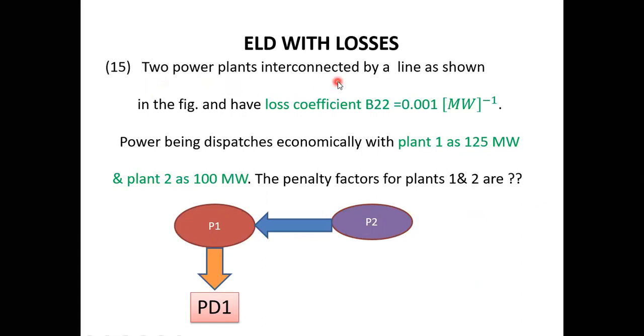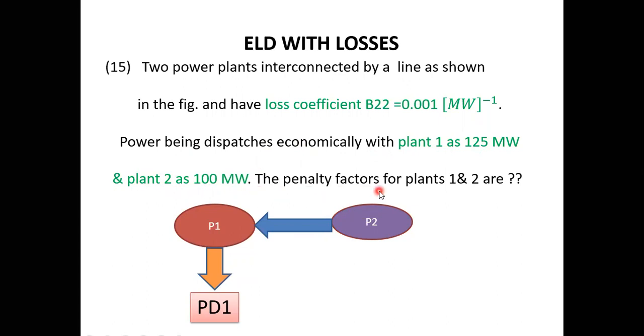Two power plants interconnected by a line as shown in the figure. So here two power plants are there. Those are nothing but P1 and P2. And they have given the loss coefficient B22 is equal to 0.001 megawatt inverse. This is very, very important because the unit for loss coefficient is megawatt inverse. This is one of the previous PSU examination questions. What is the unit for loss coefficient? Simply we can say megawatt inverse. And power being dispatched economically with plant 1 as 125 megawatt and plant 2 as 100 megawatt.